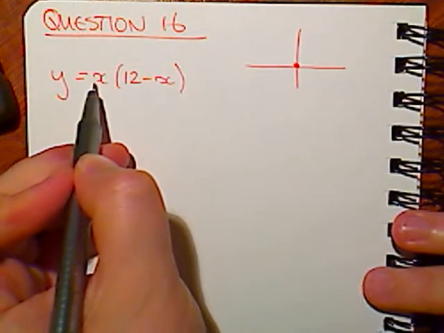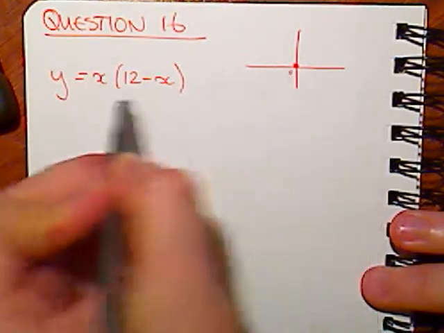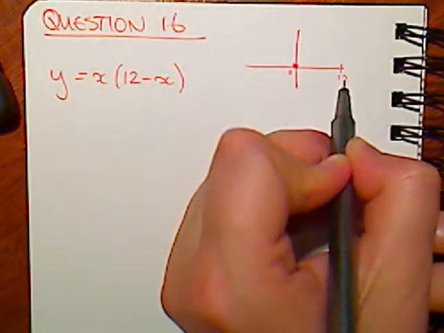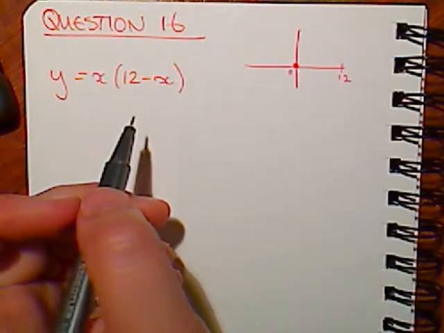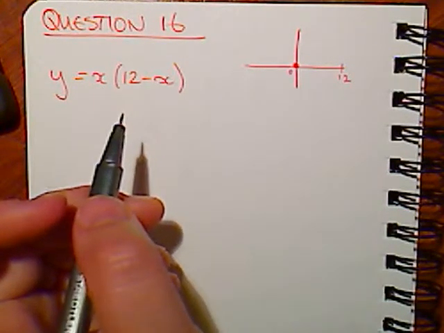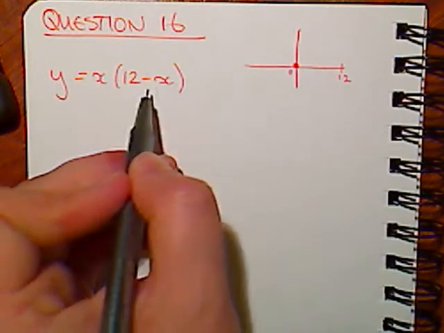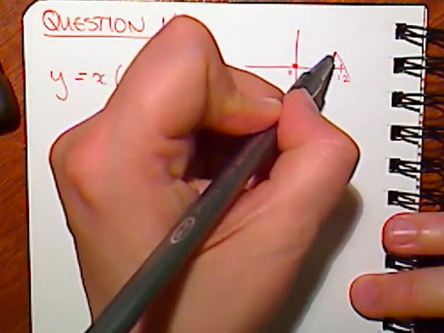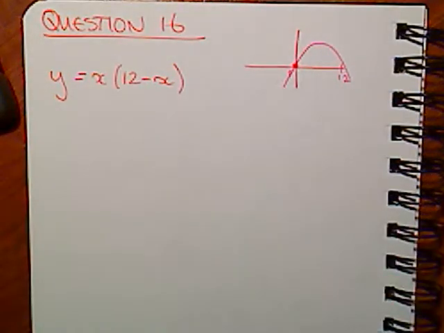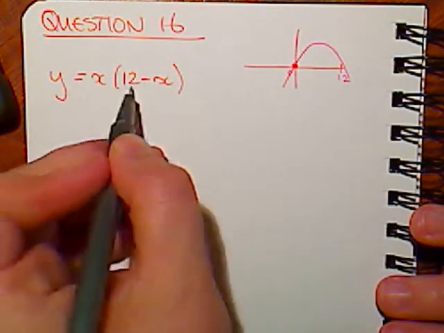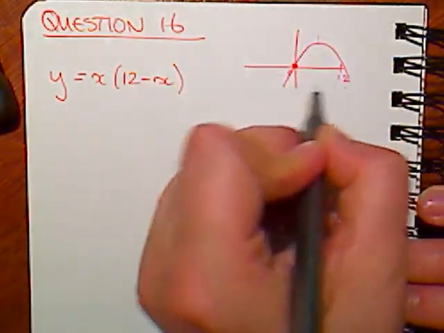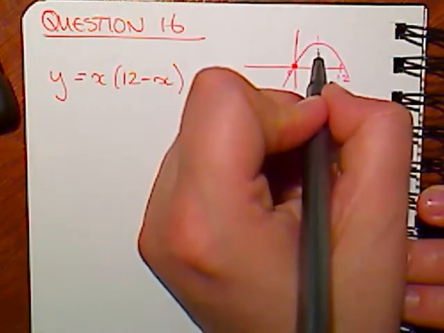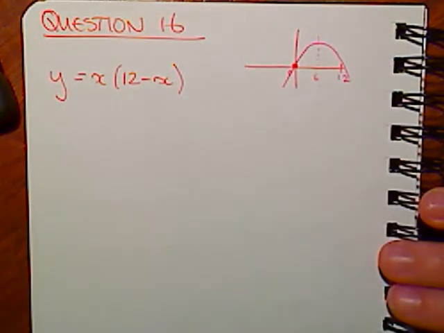about what this looks like. I can see that there's a root at 0, a root at 12. It's a negative quadratic, so it will look like that. I also know from working with quadratics that the vertex is halfway between the roots, so I could establish that that is going to be at 6.